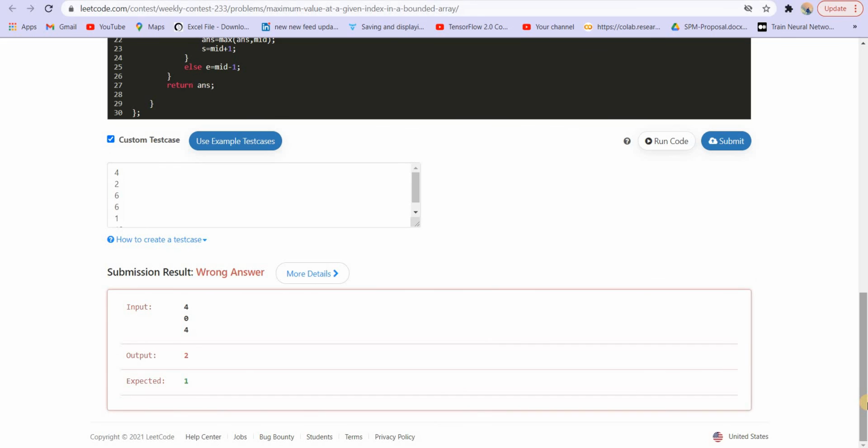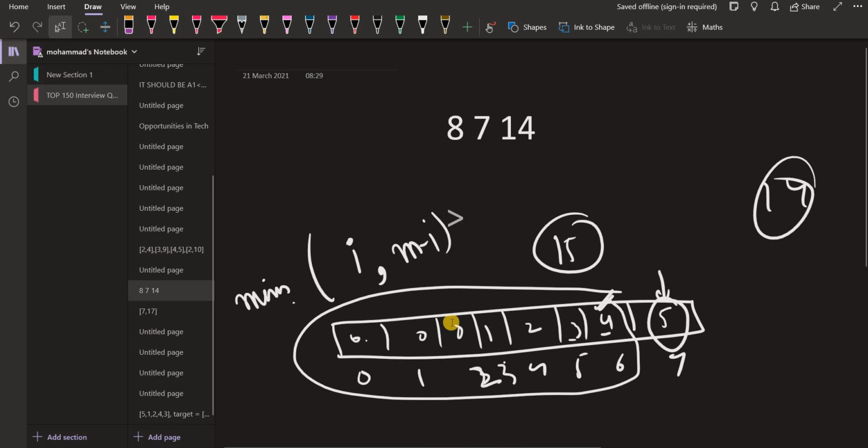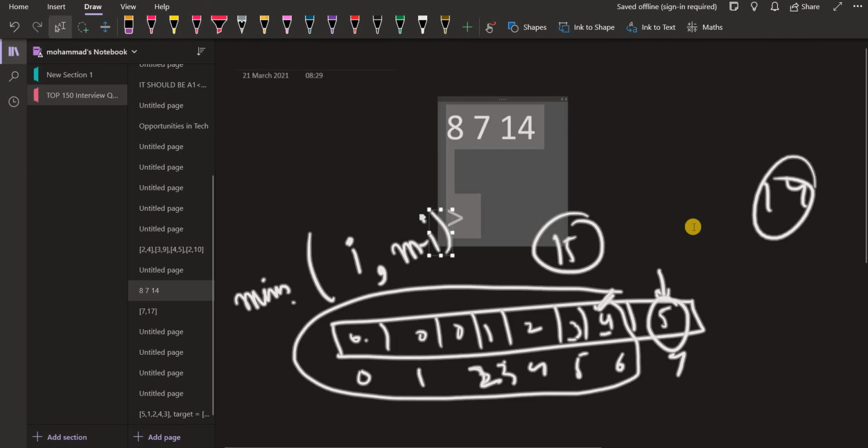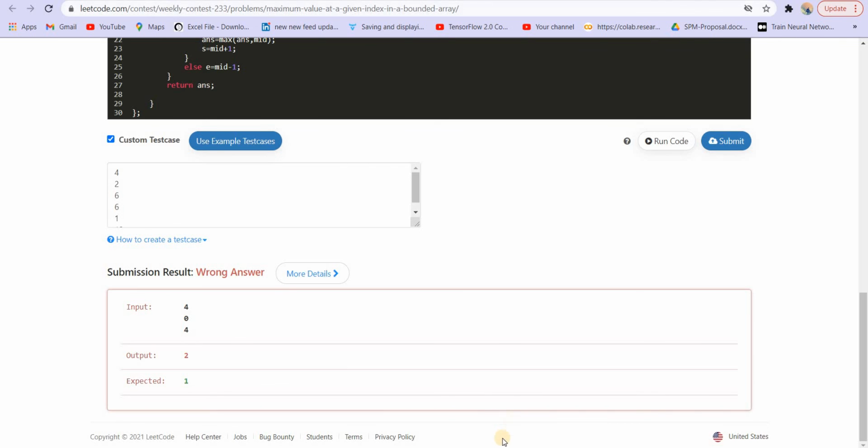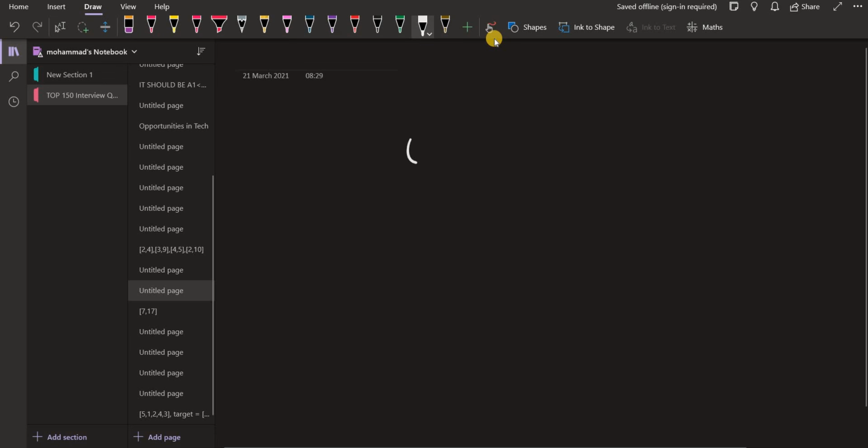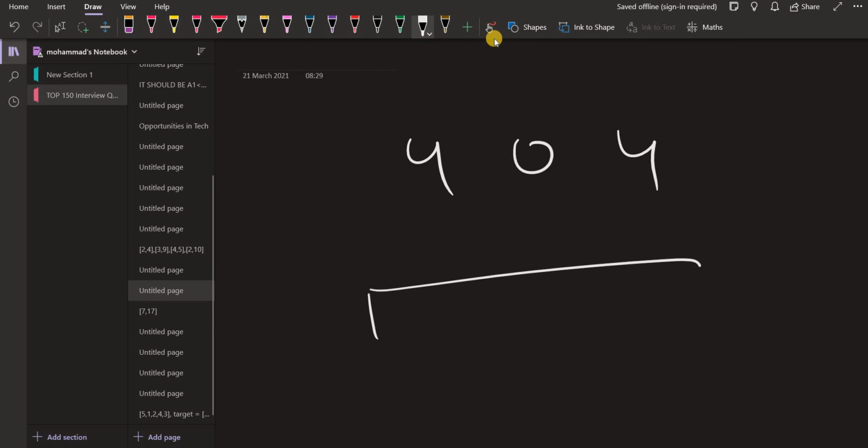Oh my god. Expected one. We are talking about the 0th index. There are 4 number of elements. Total summation cannot exceed 4. Let us just test for this one as well. Let me just get rid, and it is 4, 0, 4. 4 number of elements. Talking about the 0th index, 4 number of elements. Total summation cannot exceed 4.